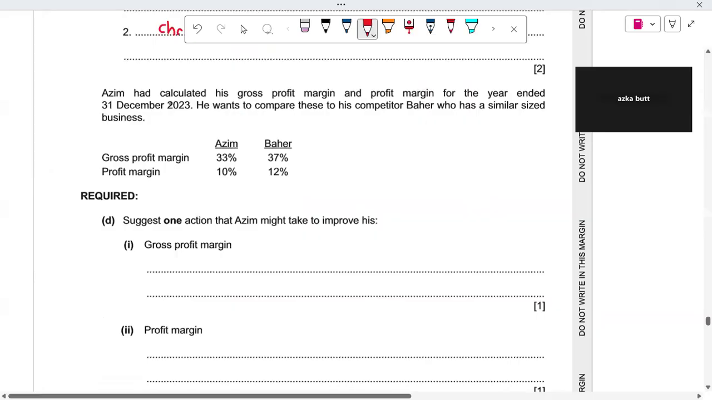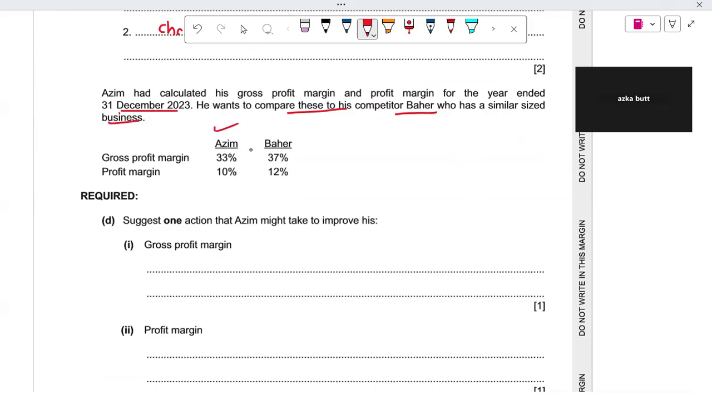Okay, and Azim had calculated his gross profit margin and profit margin for the year ended 31st December 2023. He wants to compare these to his competitor Bahir, who has a similar size business. So gross profit margin for Azim is 33%. For Bahir, this is 37. Profit margin is 10 and 12. So suggest one action that Azim might take to improve his gross profit margin.